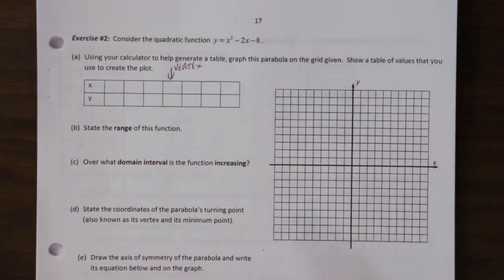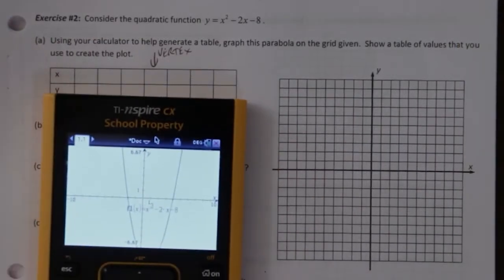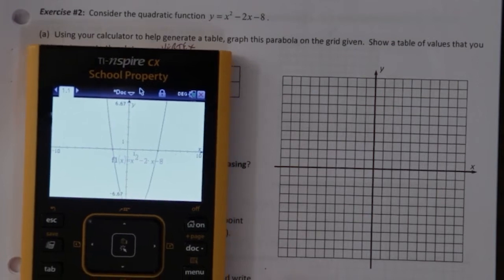All right, and let's see what happens when I put this in the calculator. It's going to take me a second because I forgot I had to do this. And I'm going to do x squared minus 2x, not negative 2x, minus 2x, minus 8. I hit enter, and it gives me that. All right, and I can get some points out of it.